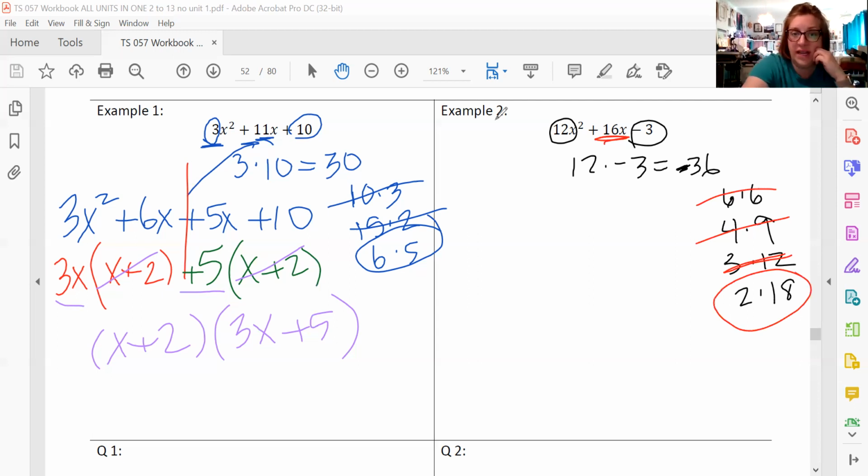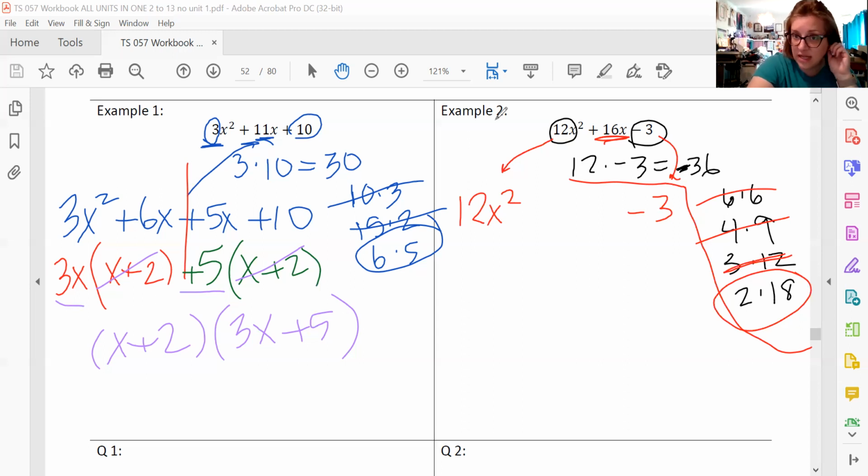So I'm going to come back over here. I'm going to write that 12x squared, because that comes straight down from up here. I'm going to write the negative 3 over here, that comes down from there. And then I'm going to write that 16 using this 2 and this 18. So what did I say? 18 minus 2. Doesn't 18x minus 2x give me 16x?